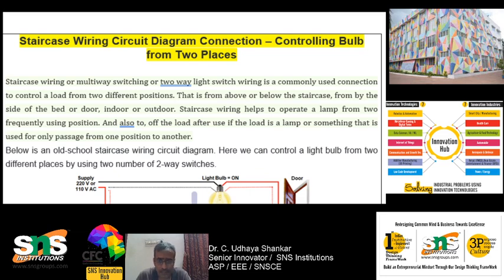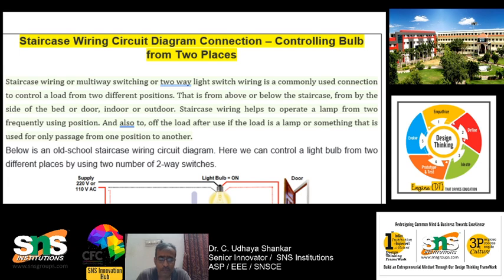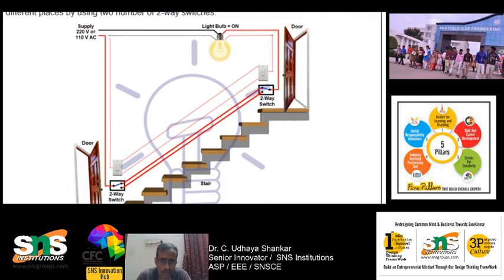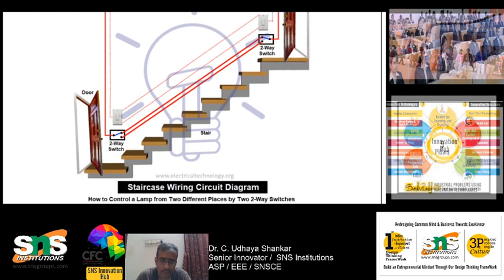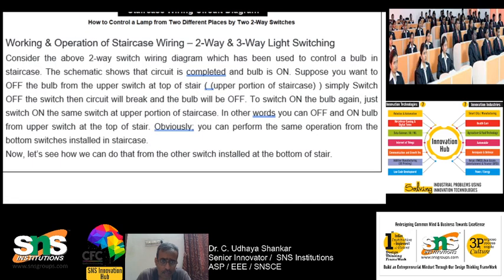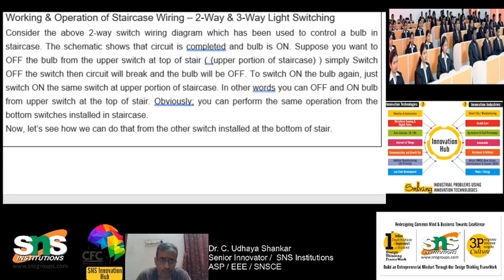Staircase wiring helps to operate a lamp from two frequently used positions, so you can either switch it on or off. You can control the load from two different positions. This is the schematic diagram, and you can clearly understand it. Next we will move on to the circuit diagram, to see how the connections are made and you will be more clear.